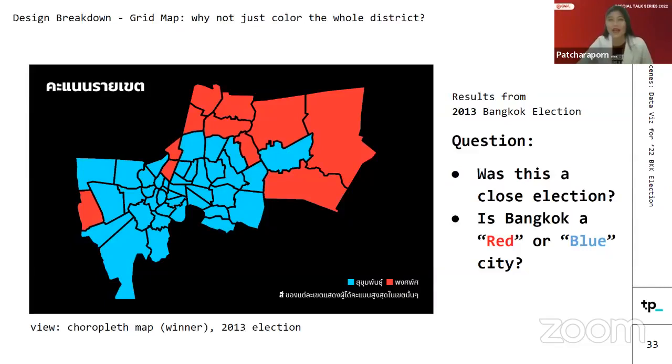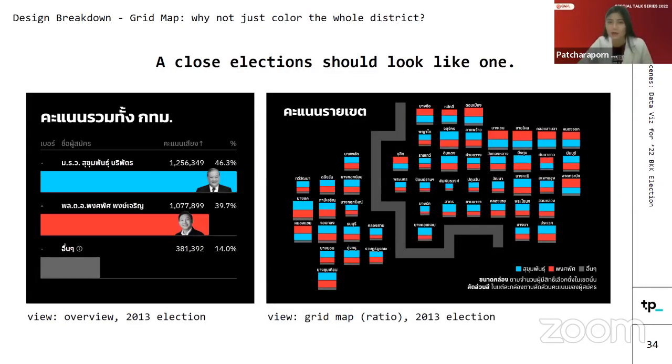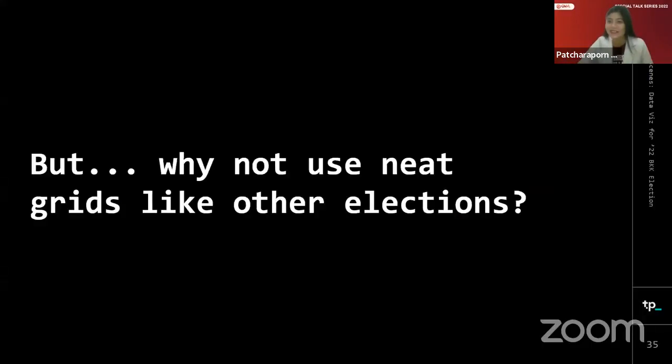Okay. The next question: why not use things like different texture patterns for colorblind people? Yeah, that's a very good question.